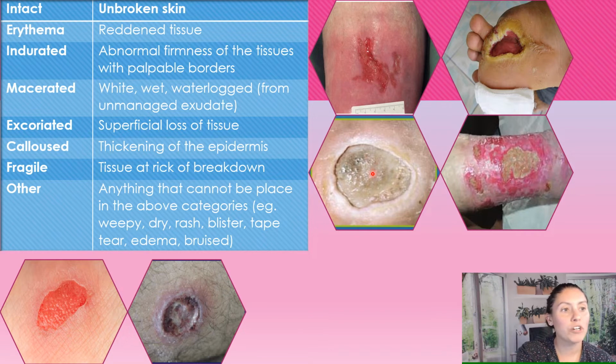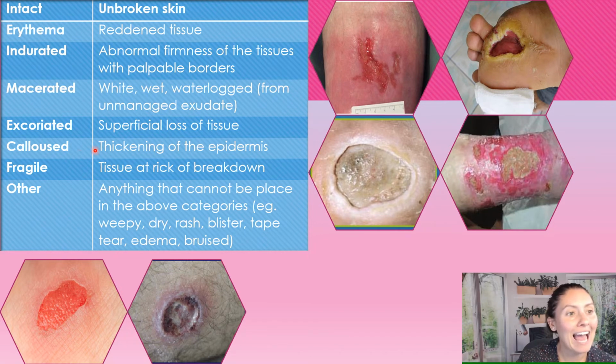Now your excoriated. This is superficial loss of tissue. Okay, this would be this one. So see the superficial loss of tissue. It's excoriated. So it's just like that top layer of tissue is off of that. A lot of times we see this if fluid is sitting on the skin. So any type of fluid, whether it be urine, fecal matter, even exudate can cause this sometimes, okay?